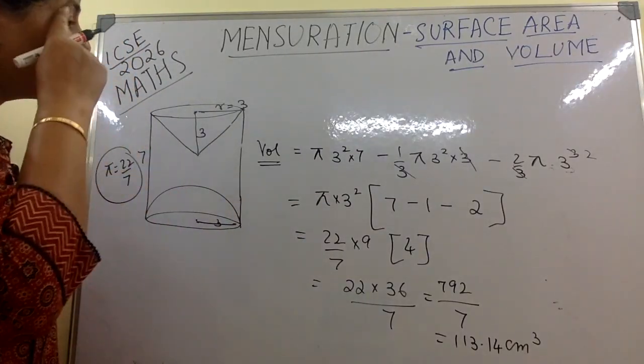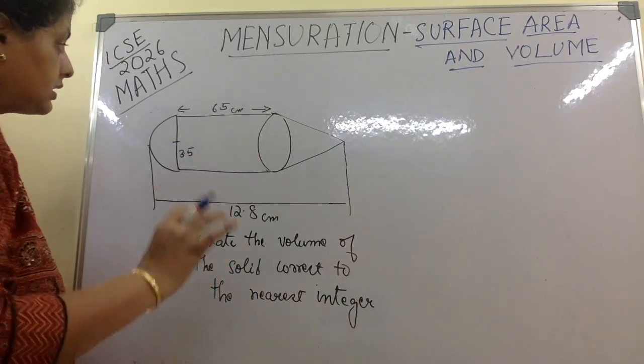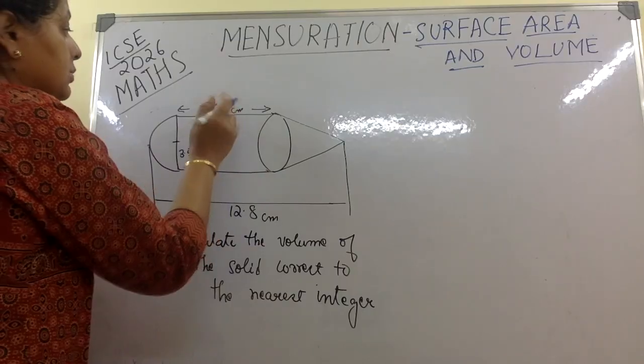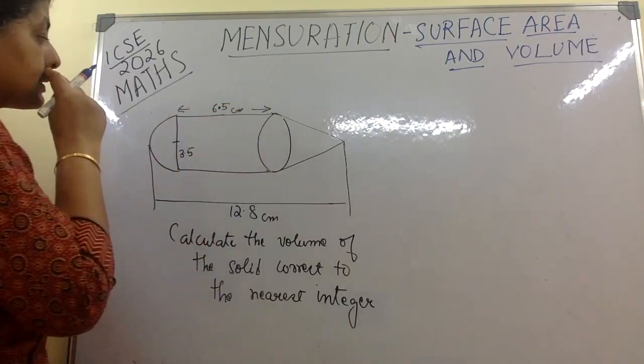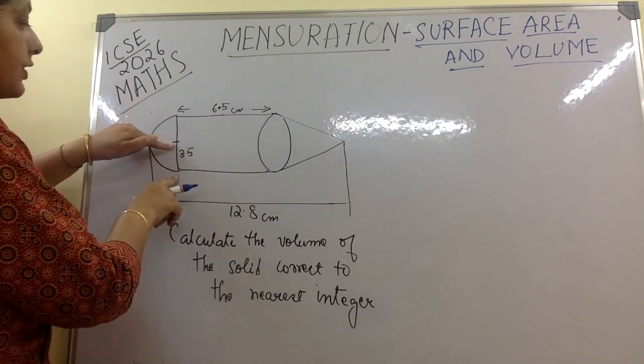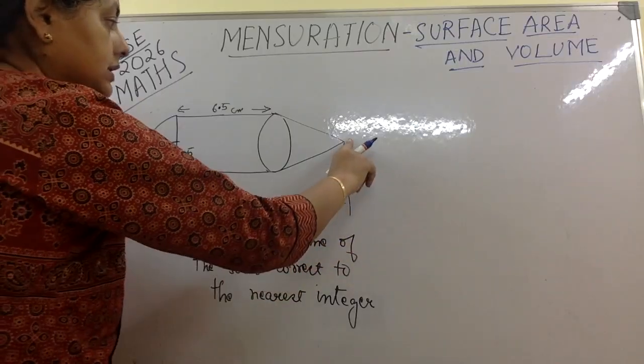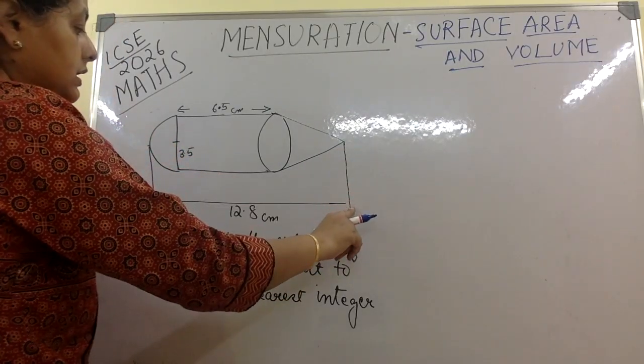Okay, so let's move on to the next question. So this is our next question, where this is 6.5. 6.5 centimeter is the height of this cylinder. The radius of this sphere, or this hemisphere, is 3.5 centimeter, and this full length, starting from this point to this point, is 12.8.